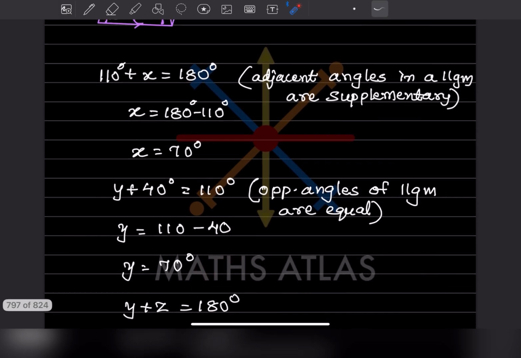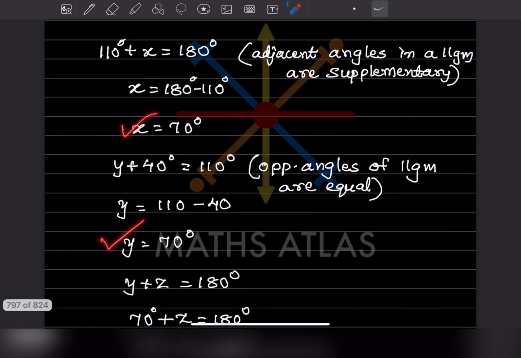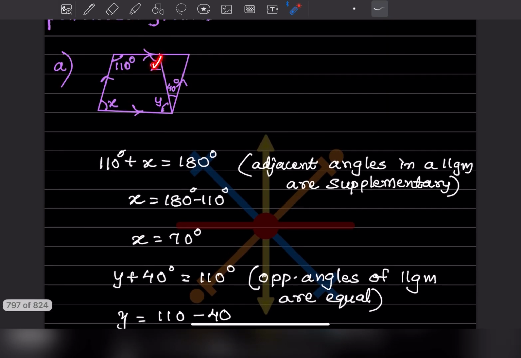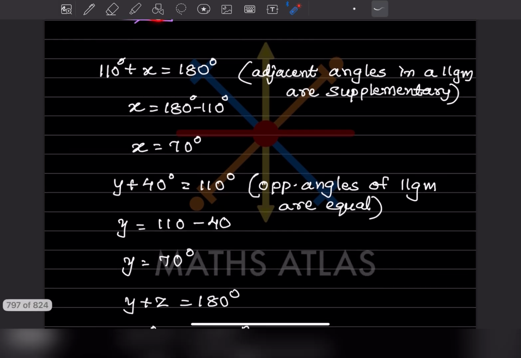So we got the value of x. We got the value of y. So now we will see for the z. So what again we can do? We can say y plus z is 180 because they are adjacent angles. Since we know this y, now we can write here y plus z is 180.